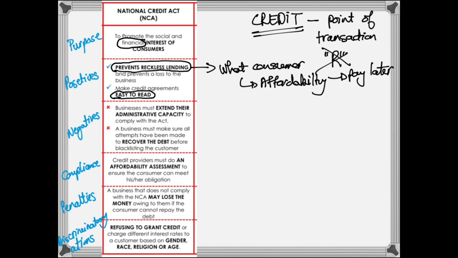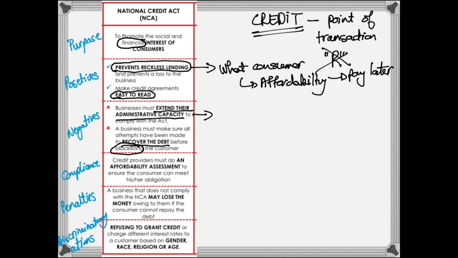So the negative about this is it extended the administrative capacity. So that means there will have to be people appointed, specialists, when it comes to setting up the agreements and also recovering the debt, because you can't just blacklist someone. There's a whole process that needs to be gone through. So businesses need to have someone in charge of all of the credit in this particular business.